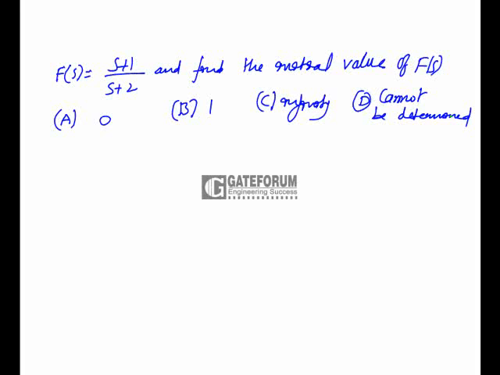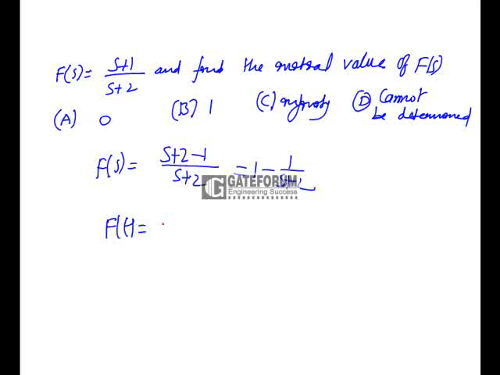This is equal to s plus 1 by s plus 2. We have to find the initial value of f of s. Now, what is f of s here? I can divide this as s plus 2 minus 1 by s plus 2. So this is equal to 1 minus 1 by s plus 2. Now what is f of t? f of t is equal to delta of t minus e power minus t.